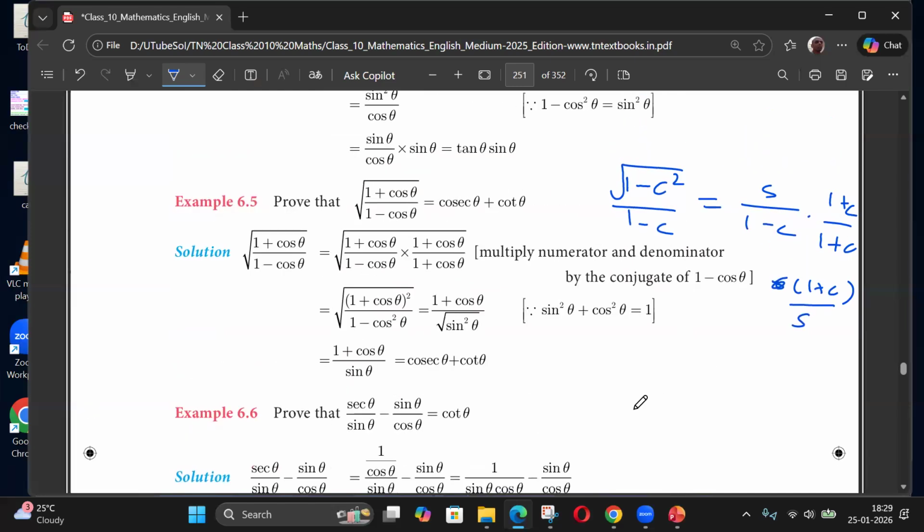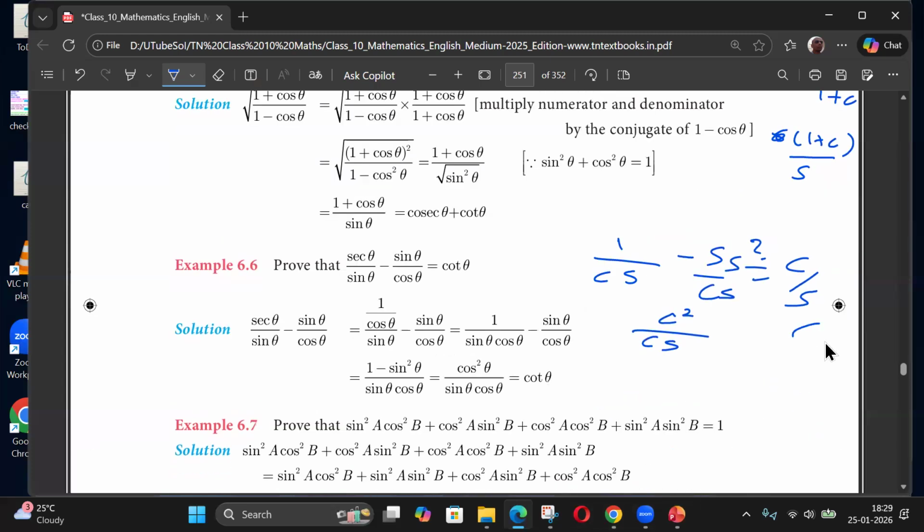So this one: secant minus sine by cos equal to cos by sine, cot. Secant is 1 by cos, already sine is there. This you have to prove. So I'll take cos outside, or I can multiply this by sine. So 1 minus sine square is cos square by cos sine. So 1 cos will cancel, you get this one.